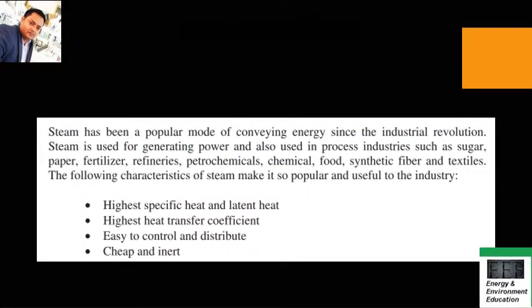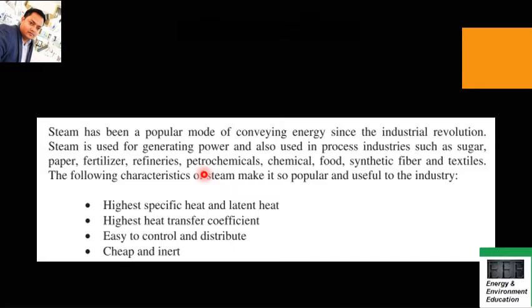To start with, first of all, you should know what steam is. I think most of you are aware of what steam is all about, so it's not a new thing for you, but you should understand why steam is used and what the characteristics of steam are, why it is so useful for us. First, you need to understand the areas where steam is used. Steam is used for generating power and also in process industries such as sugar, paper, fertilizer, refineries, petrochemicals, chemicals, food, synthetic fiber, and textiles. These are some of the major sectors where steam is used in large quantity, friends. These are the important areas you must understand and learn.